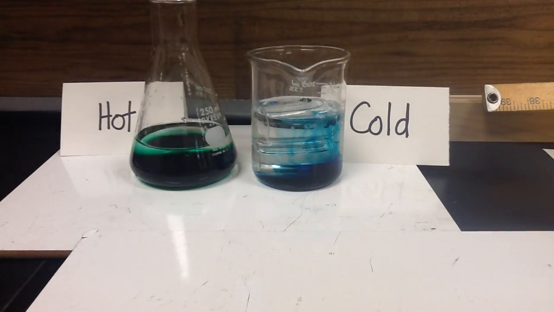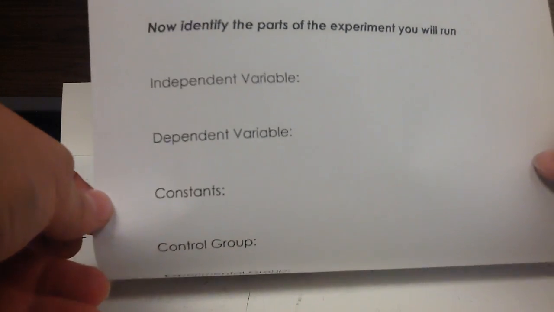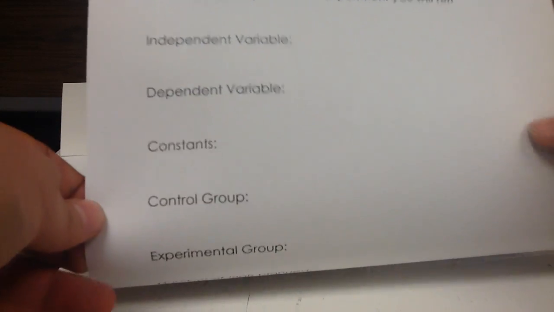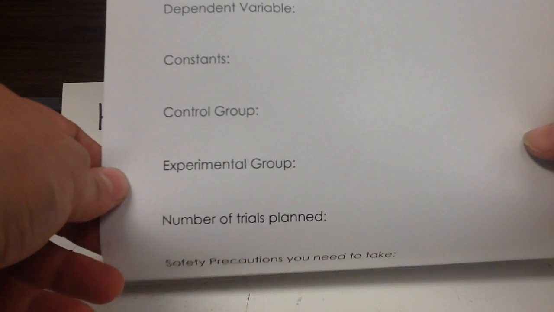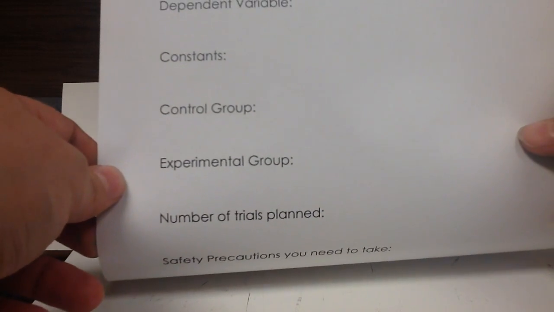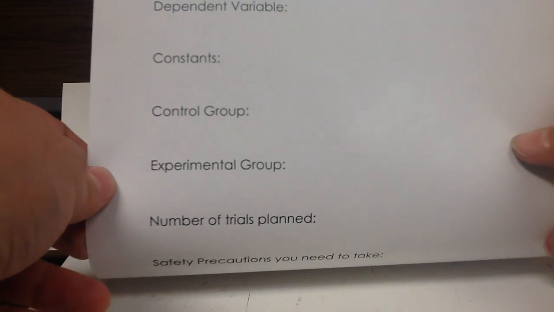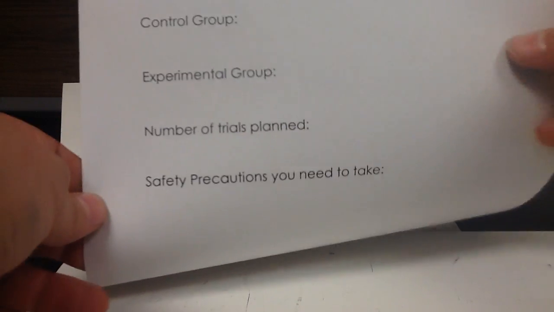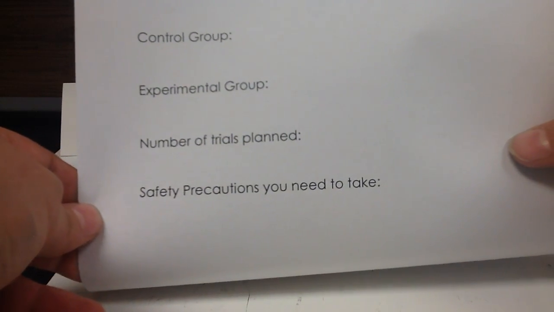Then, the next page, you're going to identify the parts of the experiment. So you've got independent and dependent variable. What are they? What constants do you think you need? What do you think your control and experimental group are? Tell me how many different times you want to do this experiment, because doing an experiment once is never enough. You need multiple trials before you can start to trust your results. List for me any safety precautions you're going to need to take as we work with this equipment.